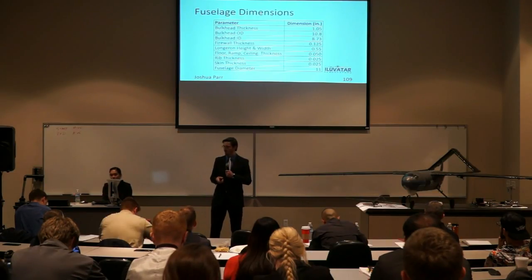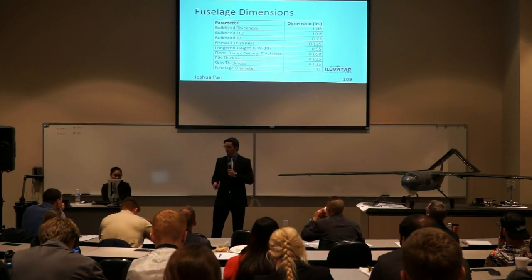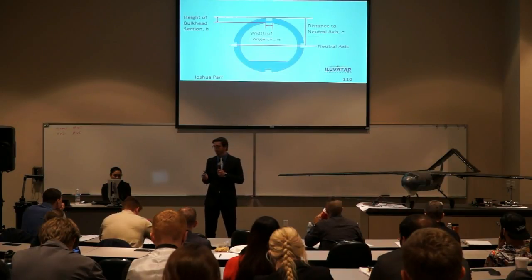We have a rib thickness of 0.025 and a skin thickness of 0.025. Both of those were 2 layers of carbon fiber at a plus minus 45 degrees symmetric layup. And the overall fuselage diameter is 11 inches.